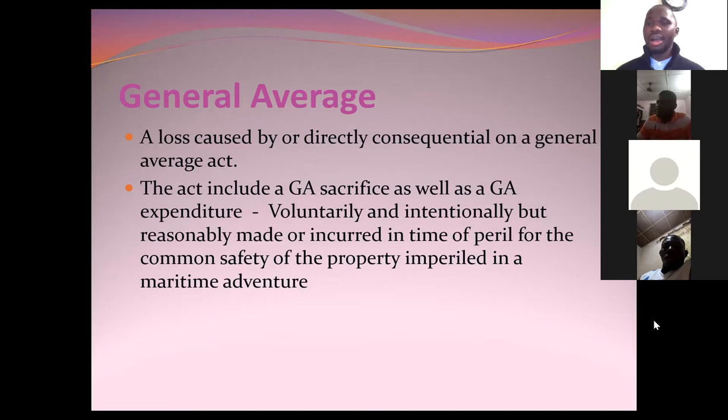Then two, the act must be voluntary. For it to qualify for a general average, it must be voluntary. And from the slide here, you can see voluntary and intentional. It must be an intentional act. So for instance, even if there was a fire and something mistakenly fell overboard, mistakenly, it doesn't qualify for a general average. Three, it must be reasonable.